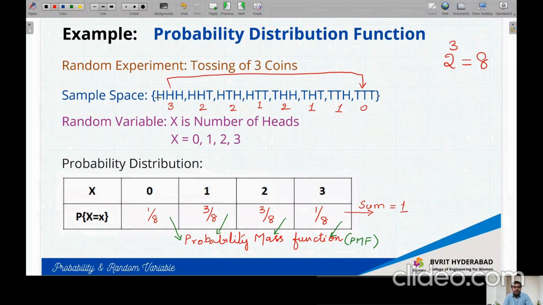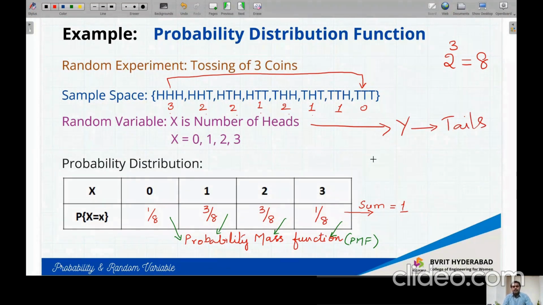So here you can observe in the first outcome, I have 3 heads. In the second possible outcome, I have only 2 heads. Like this, different numbers are mapped to the specific outcome. You can see that. Here I have defined X counting the number of heads. First suppose I have defined a random variable Y counting the number of tails.